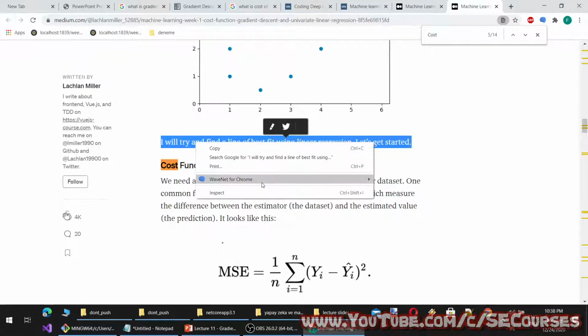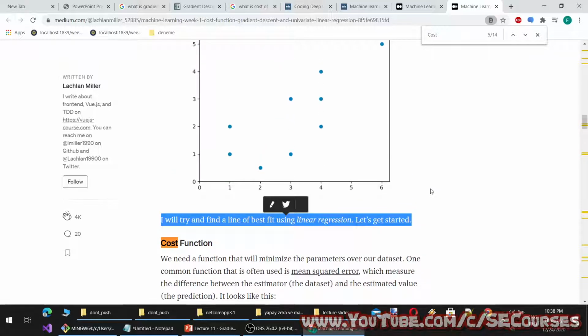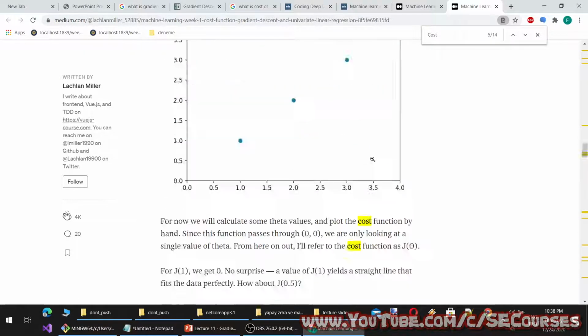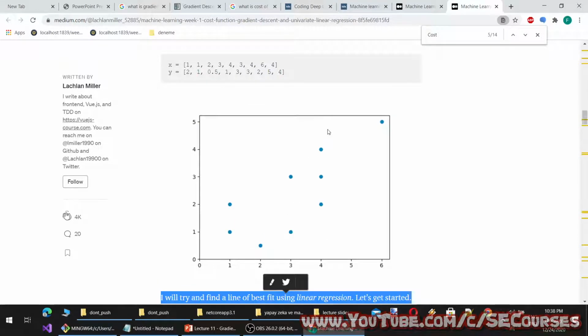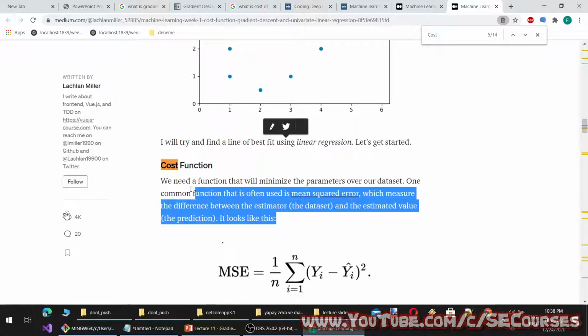I will try to find a line of best fit using linear regression. Let's get started. We will try to find a line that will match these data points as much as possible. So we will try to reduce the cost function, as we have just seen in the previous article.